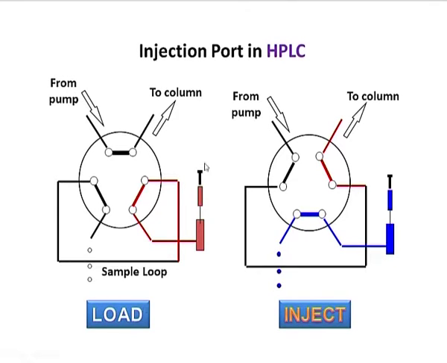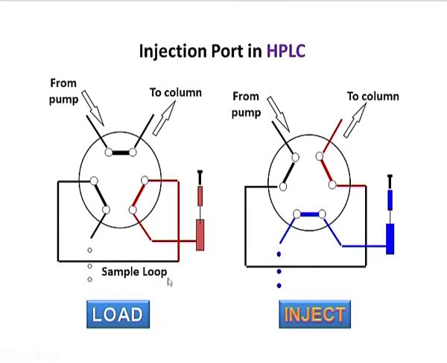In a load position, once you make an injection, the injection goes to this part, the sample loop. The sample loop may be up to 2 ml. It gets filled with this solute, and whatever is coming from the pump and going to the column remains completely separate from this sample loop, right.